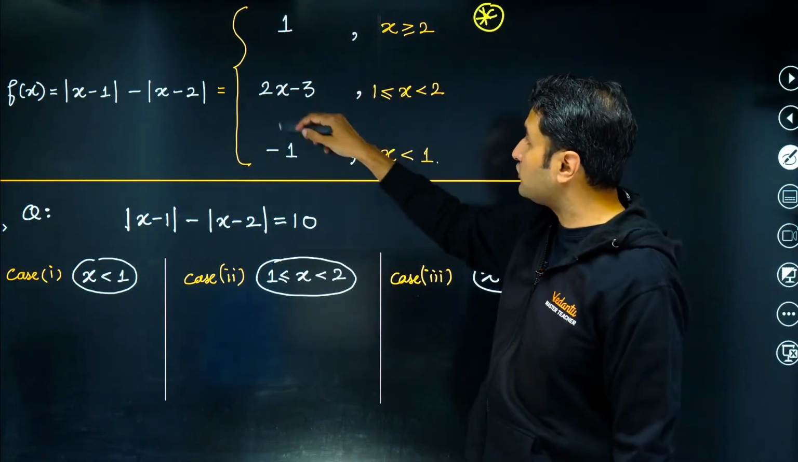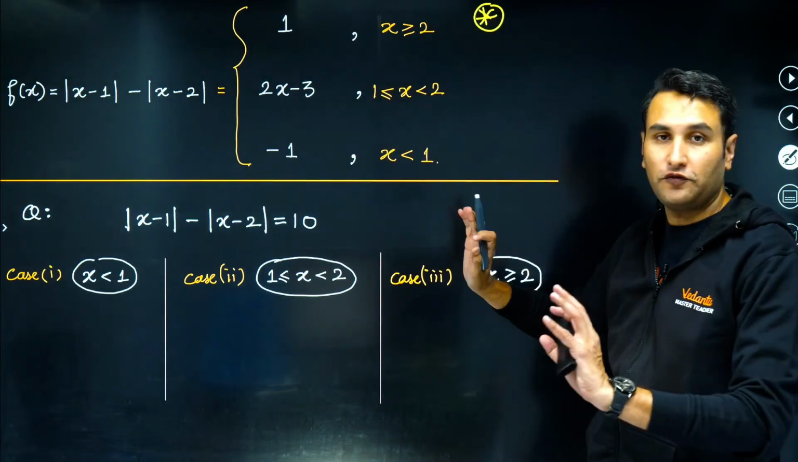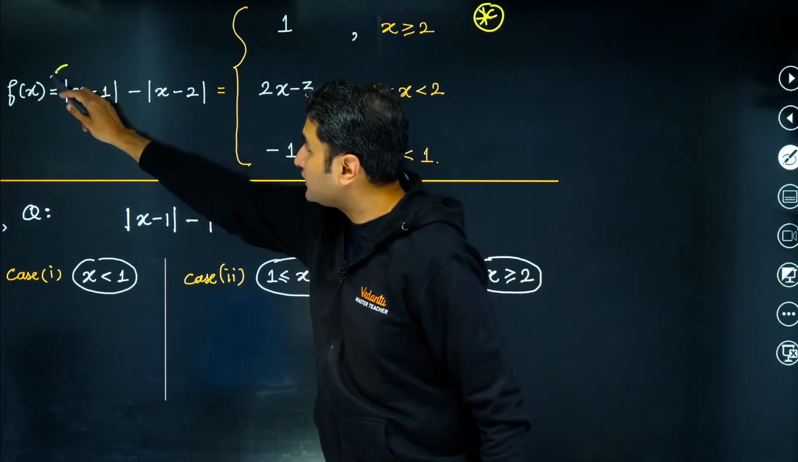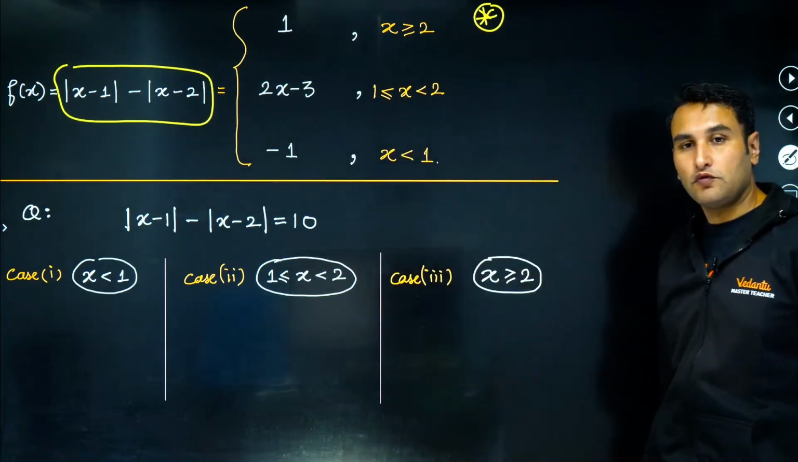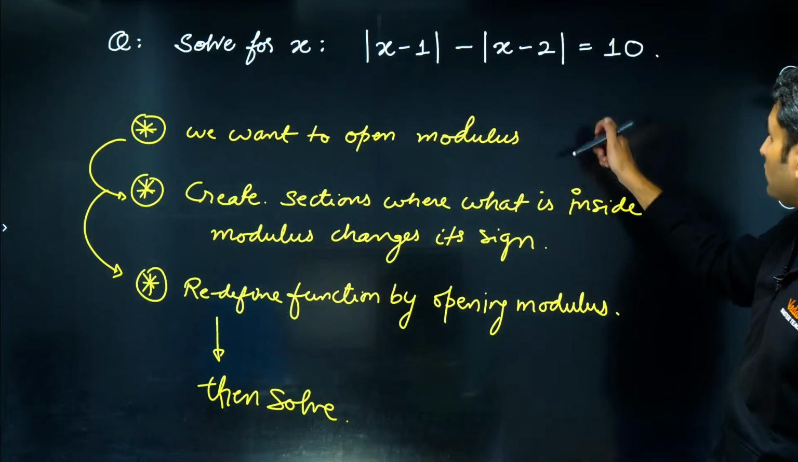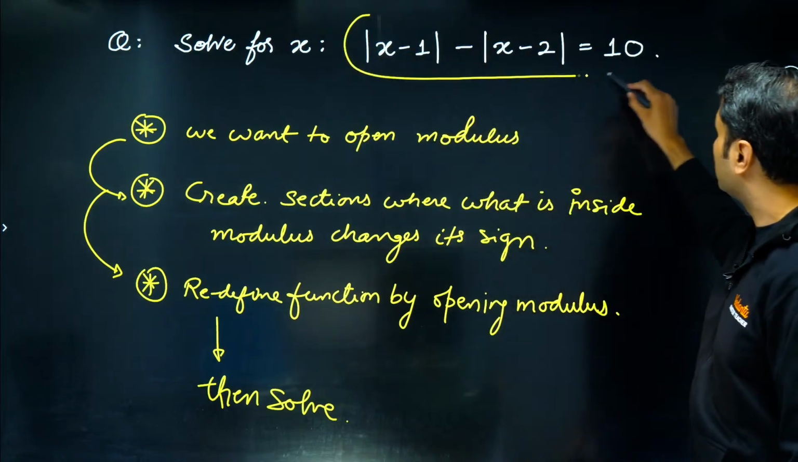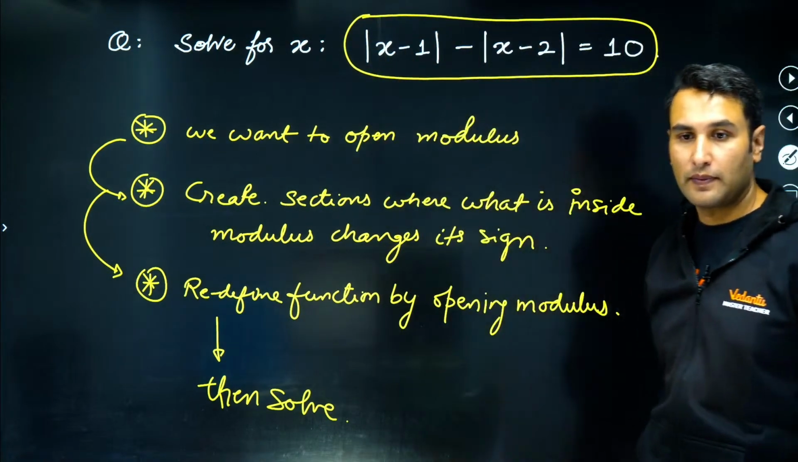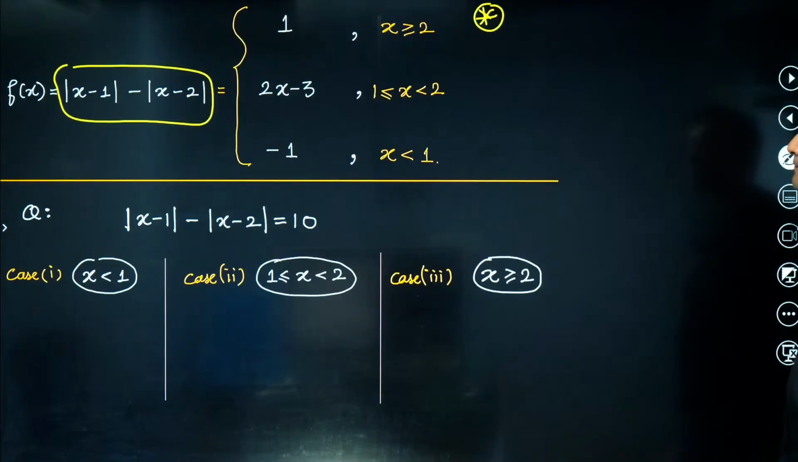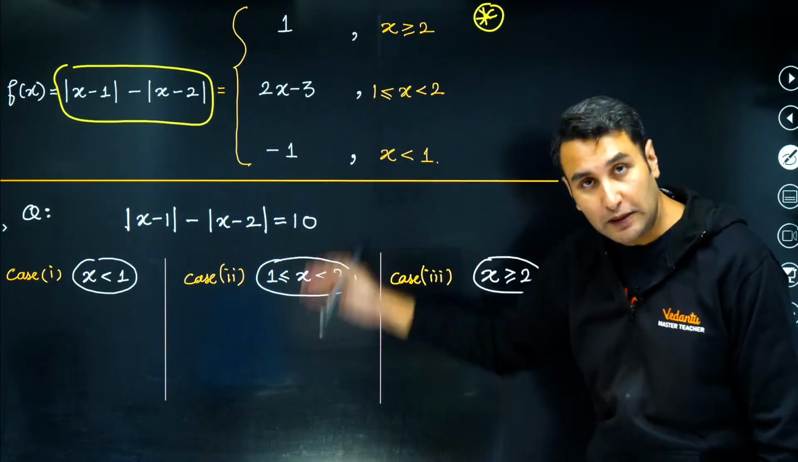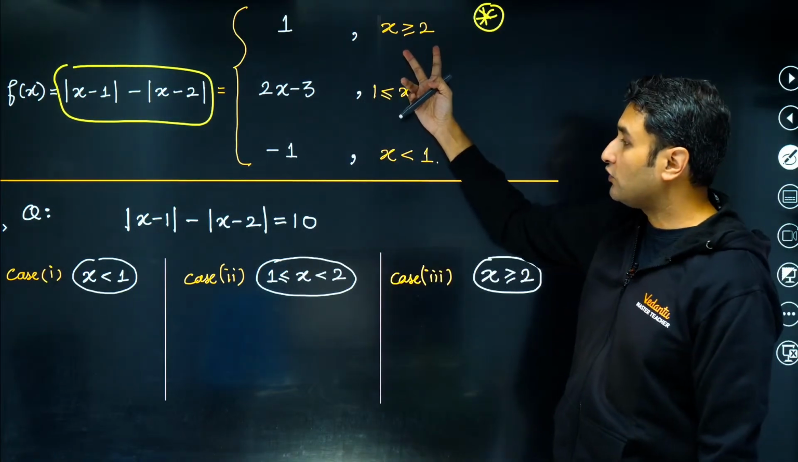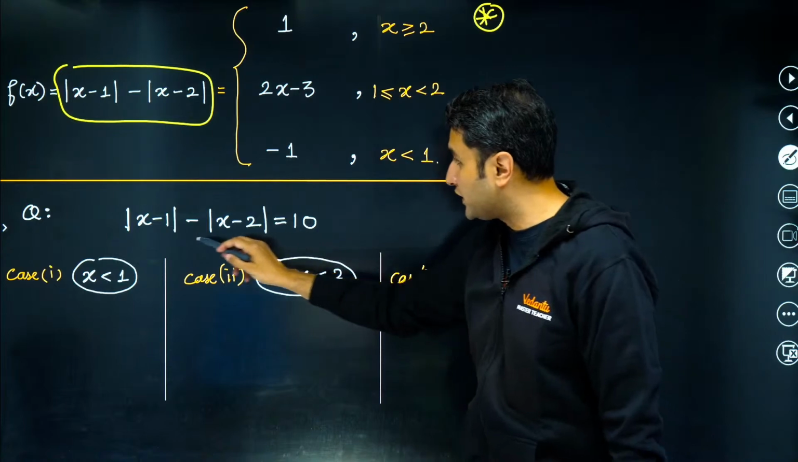So this comes out to be the function: check, 1 minus 1, 2x minus 3. This is actually the function. So this entire thing actually is this. But what was the question? The question was this thing is equal to 10. It means let's solve this in 3 parts. x greater than or equal to 2, this thing is equal to 10.